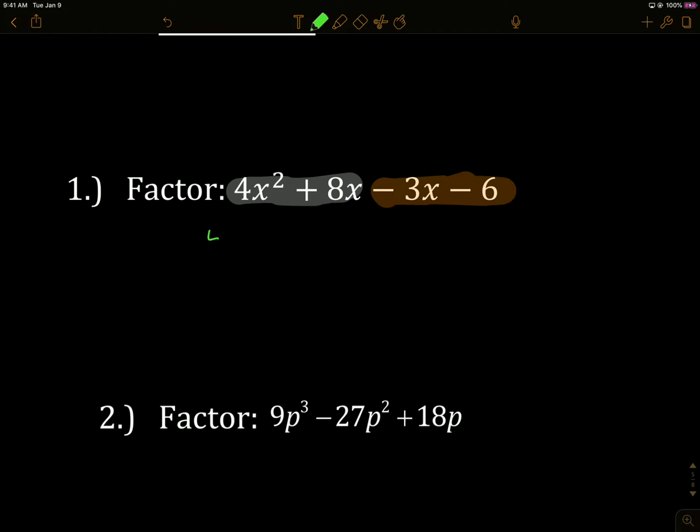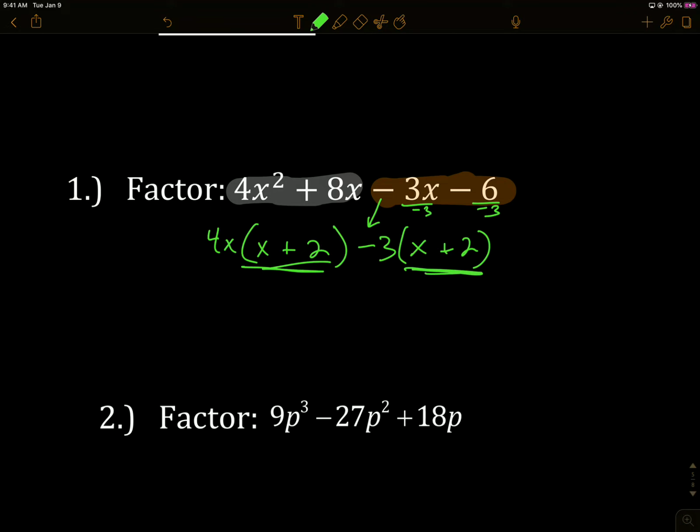So in the first ones, 4x is what's common. So I'll have an x plus 2 left over. And the next one, negative 3, I factor out a negative because that starts with a negative. If I divide by negative 3, I get a positive x and a positive 2. Now I add a factor 1 layer further. I notice that x minus 2 is common. So I'm going to divide out the x minus 2.